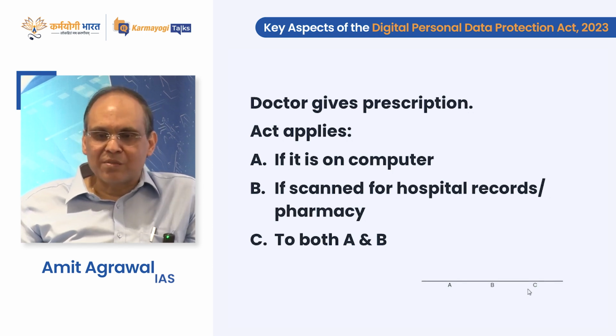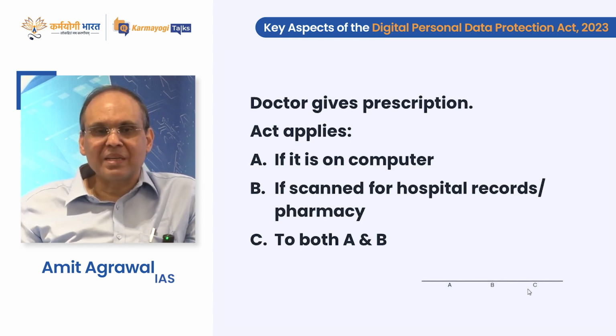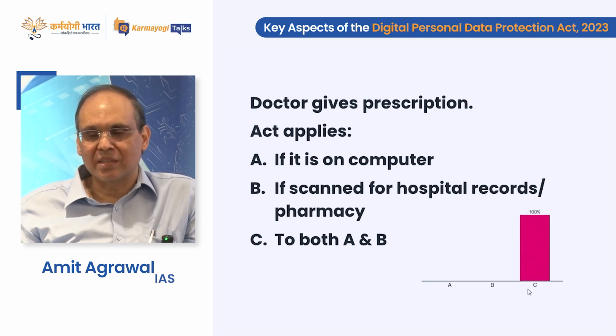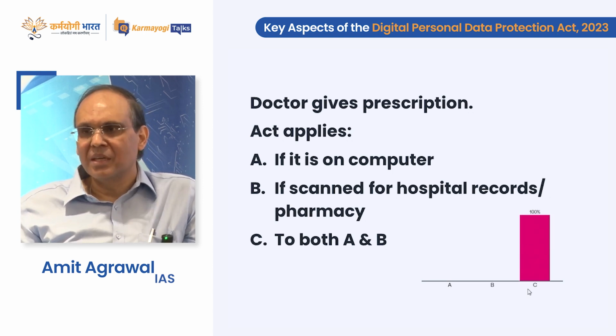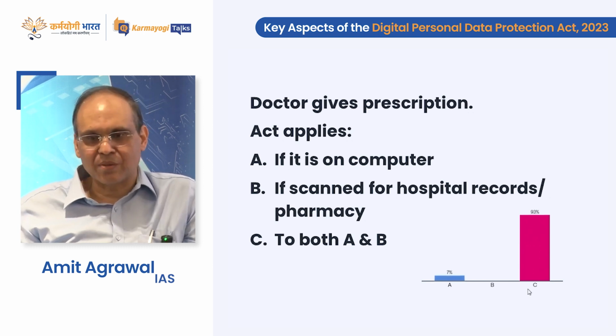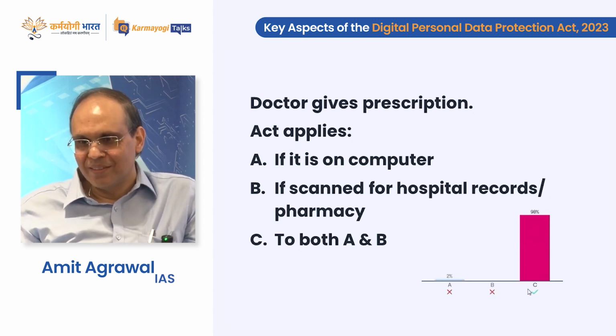Next is a doctor gives you a prescription, and the act applies if the prescription is generated on the computer, like you go to a corporate clinic and they give you a computer generated one. Other places, you go to a private clinic and he'll give you a paper written slip, and on the way out somebody scans it for record keeping, or you present it at the pharmacy and they generate a record there, they digitize it. So in which cases does it apply? Again, I think pretty much everybody is getting it right. So you can show the answer.